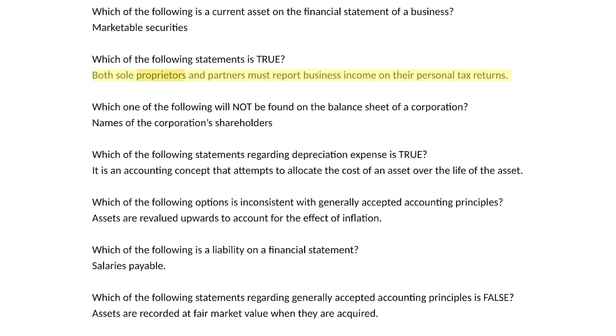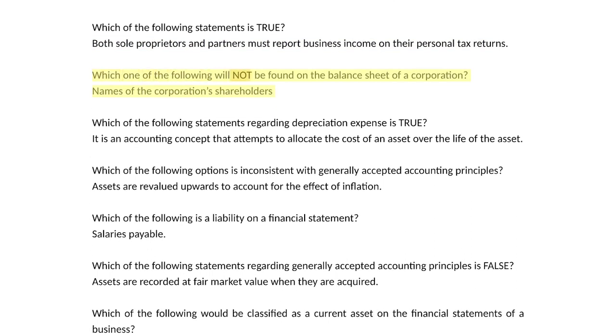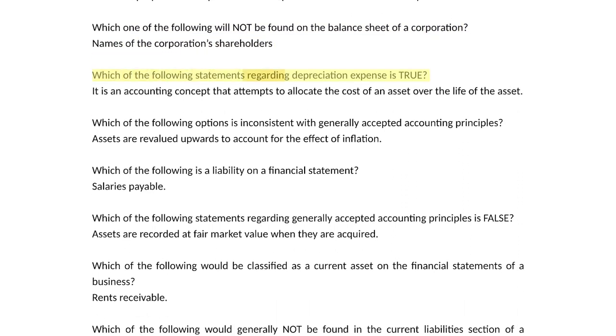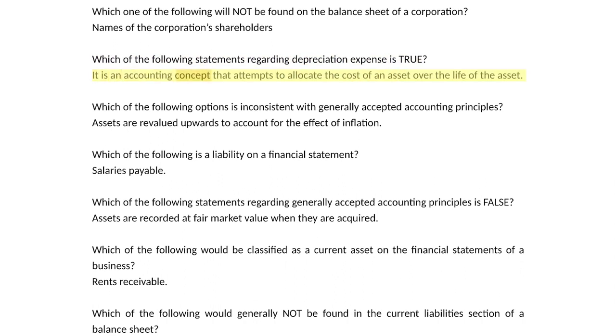Both sole proprietors and partners must report business income on their personal tax returns. Which one of the following will not be found on the balance sheet of a corporation? Names of the corporation's shareholders. Which of the following statements regarding depreciation expense is true? It is an accounting concept that attempts to allocate the cost of an asset over the life of the asset.